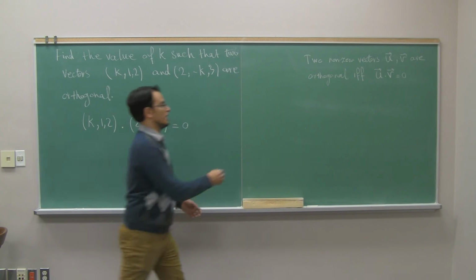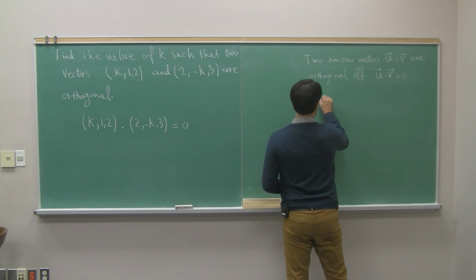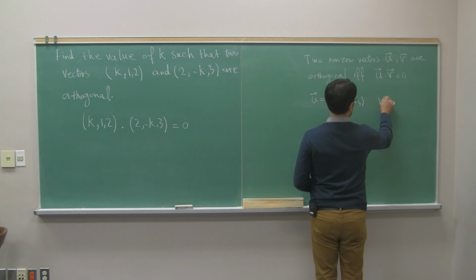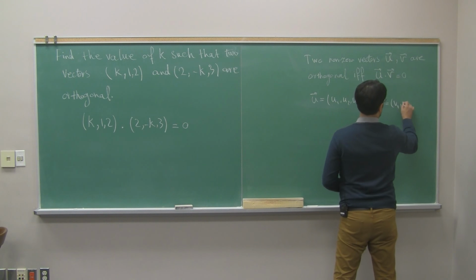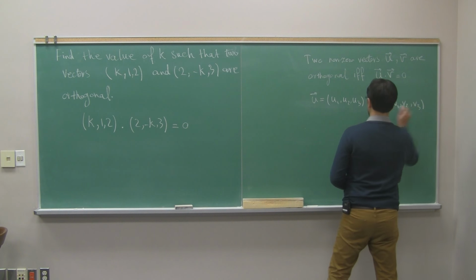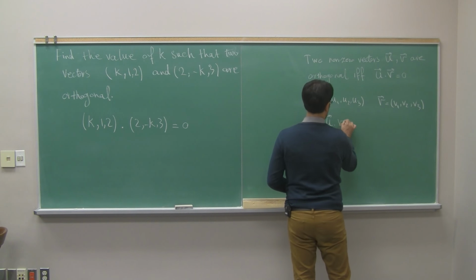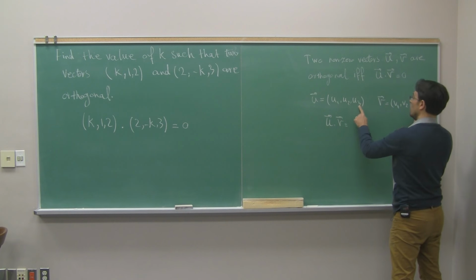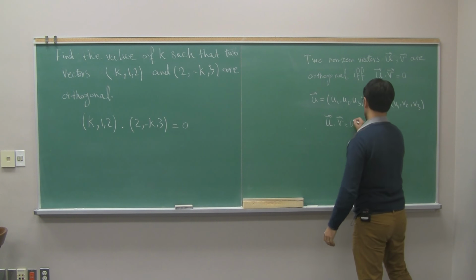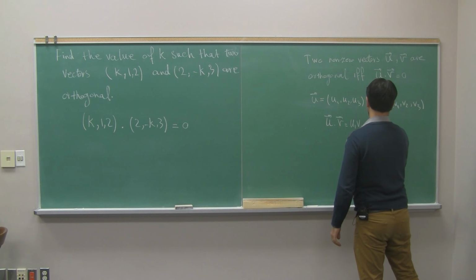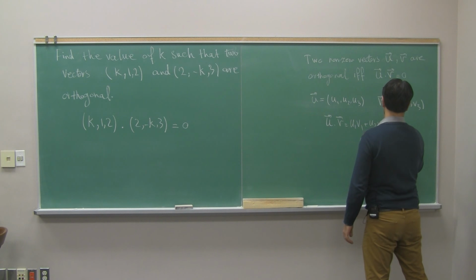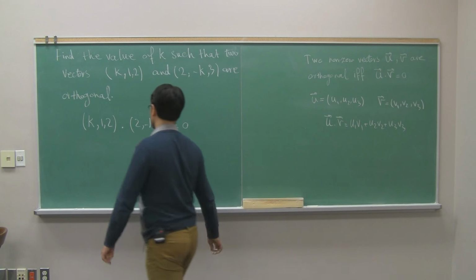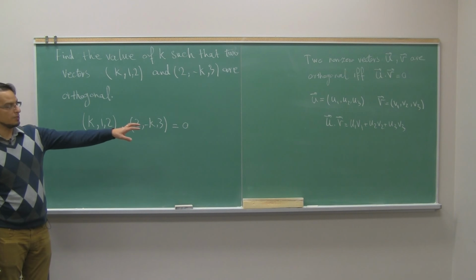What is dot product? We know dot product. If you have two vectors u = (u1, u2, u3) and v = (v1, v2, v3), the dot product of u and v is you multiply the corresponding components and add them. So you have u1 v1 plus u2 v2 plus u3 v3. That will give you a number. So let's apply the definition of dot product.